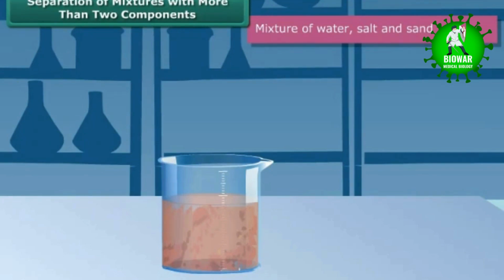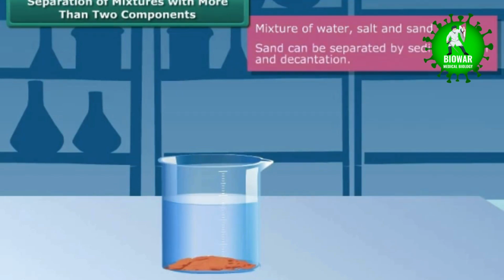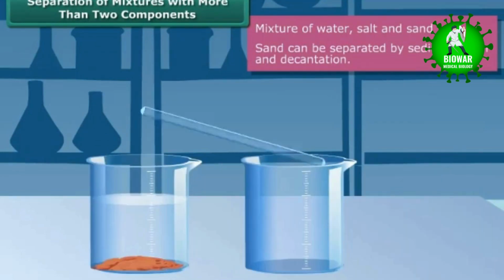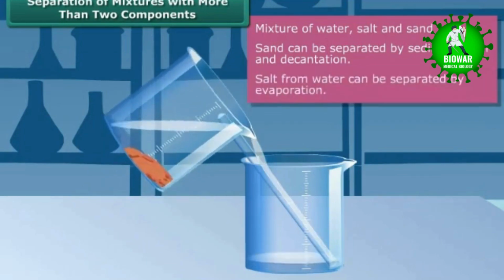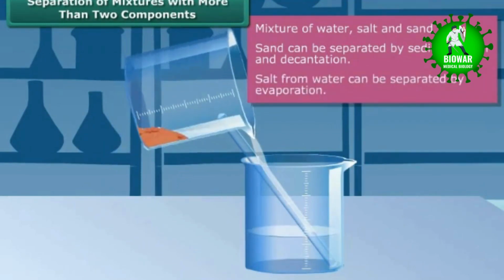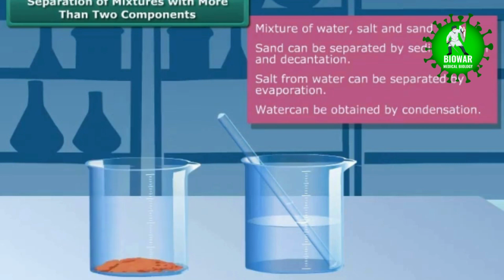You will leave the mixture undisturbed for a while to separate sand. Sand, which is heavy and insoluble in water, settles down at the bottom of container. The mixture is then separated by decantation to get sand. Now, salt, being soluble, is completely dissolved in water. This is done through evaporation and condensation.